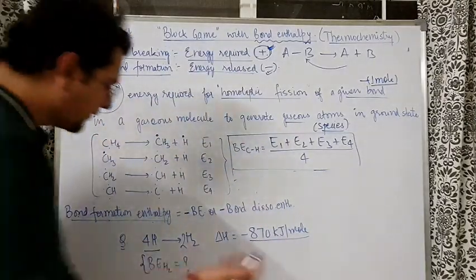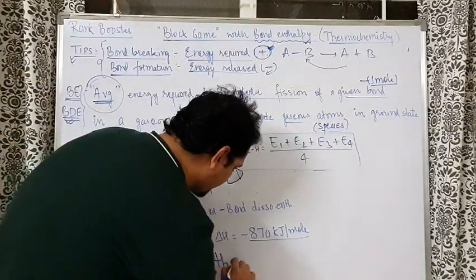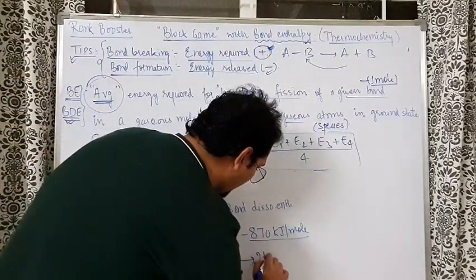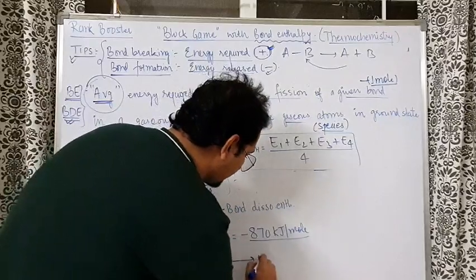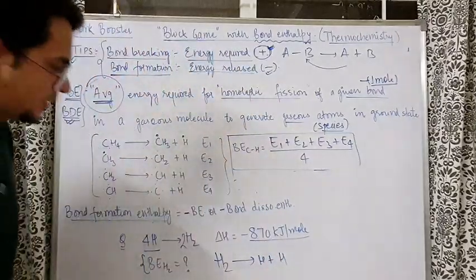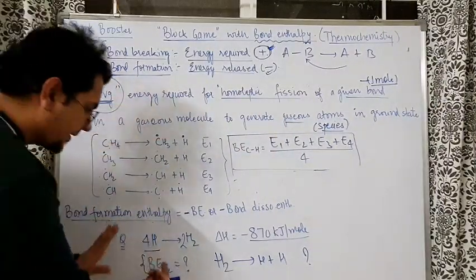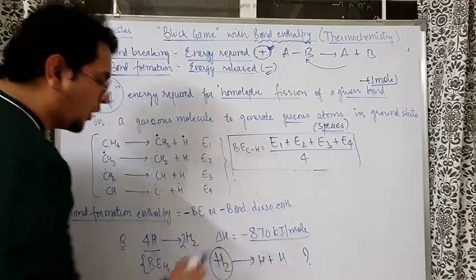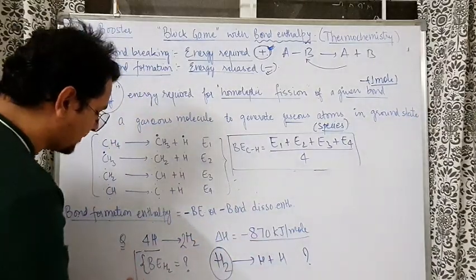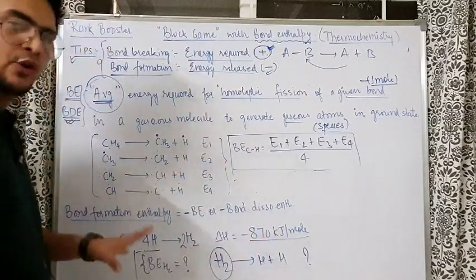So understand, for the bond enthalpy of H2, H2 will break into 2 hydrogen atoms. H2 will break into H plus H. For this, they are asking the enthalpy. Very simple, no formula to be used. What to do? Nothing. They are asking H2 giving you hydrogen plus hydrogen. That means they are asking the bond enthalpy of H2. H2 has to break to form H and H.